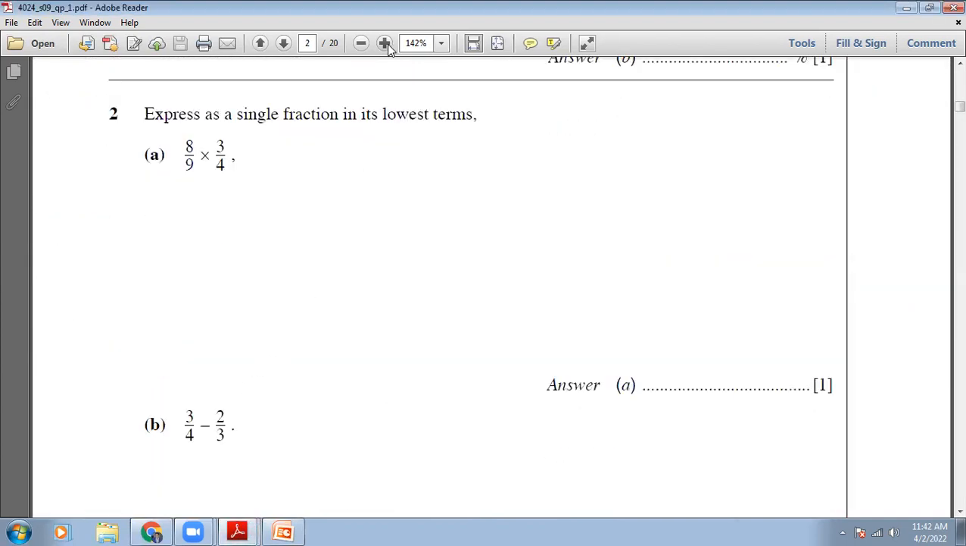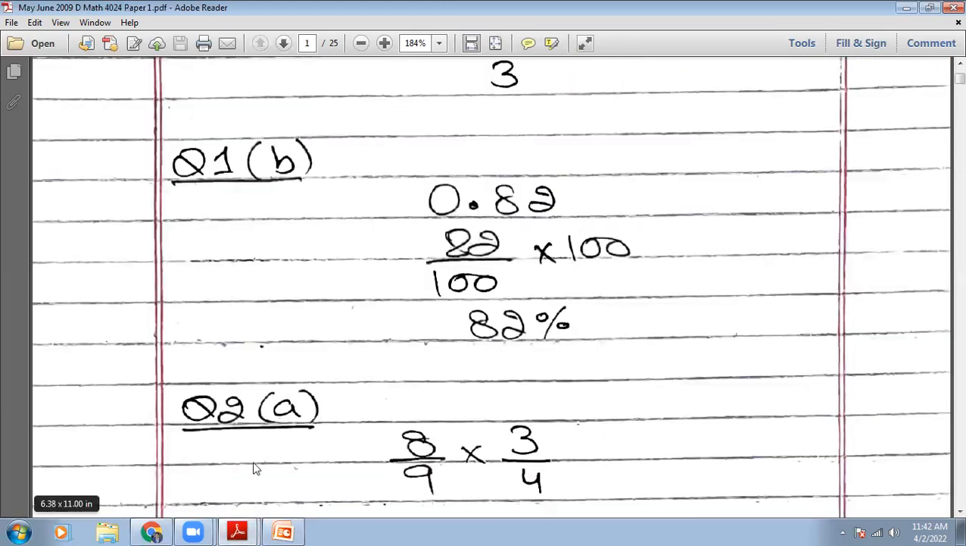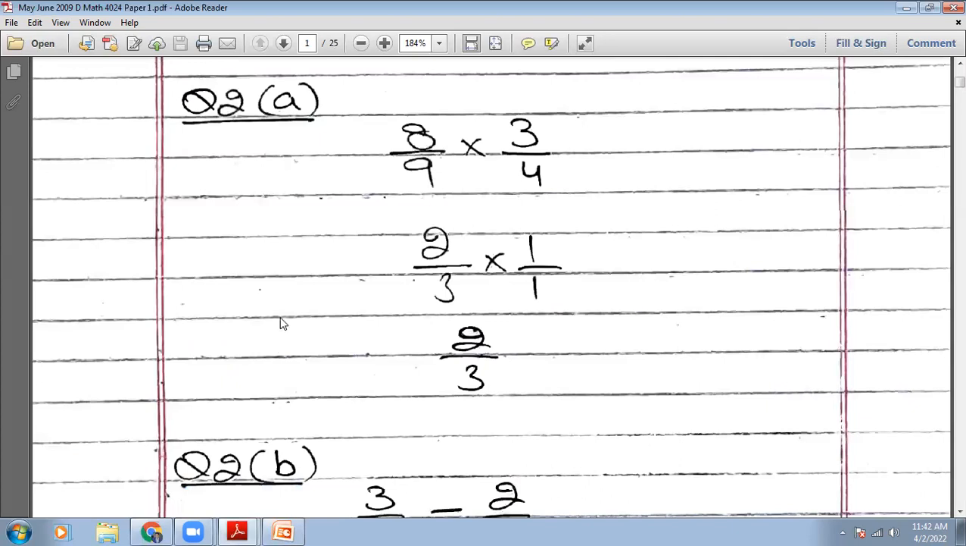Question number 2, showing up on your screen. He says, express as a single fraction in its lowest terms. Here we have 2 fractions multiplying with each other. The numerator will multiply with the numerator, and the denominator with the denominator, and numerators and denominators can be cancelled with each other. 4 ones are 4, 4 twos are 8, 3 ones are 3, 3 threes are 3. So you are left with 2 by 3 multiply 1 by 1. So 2 by 3 will be the answer.